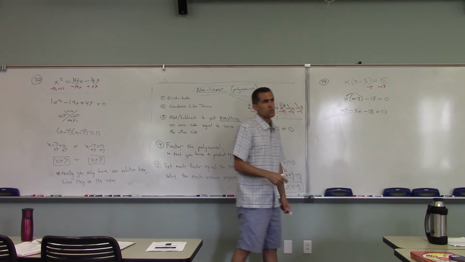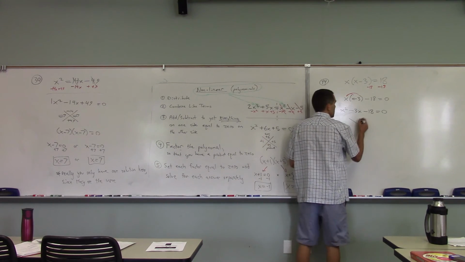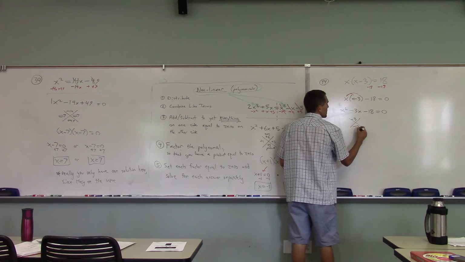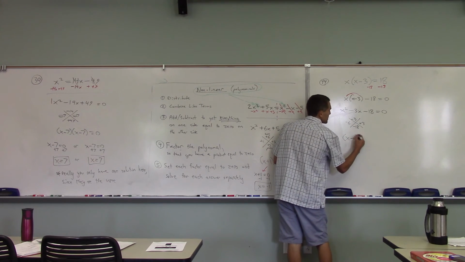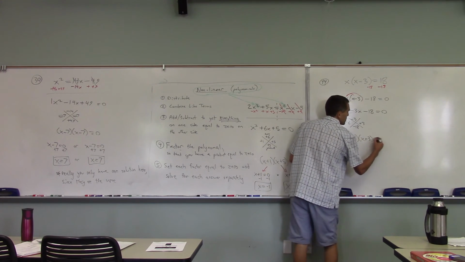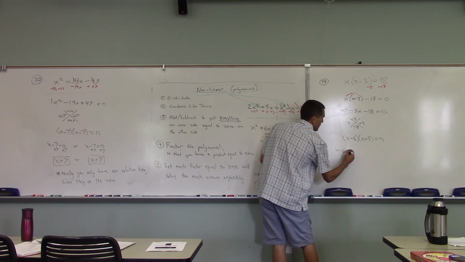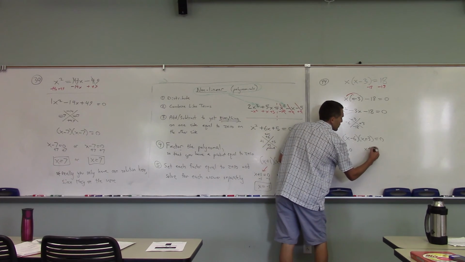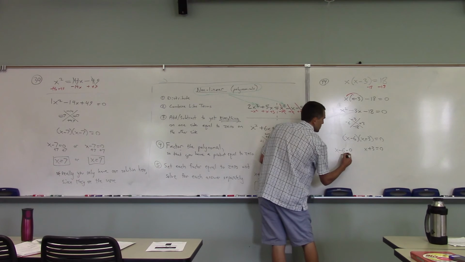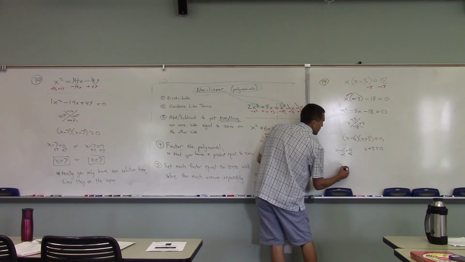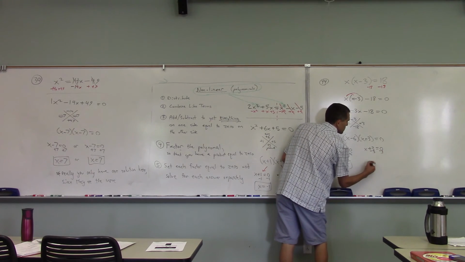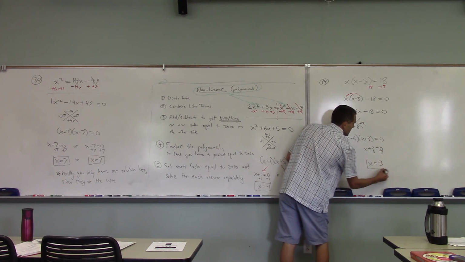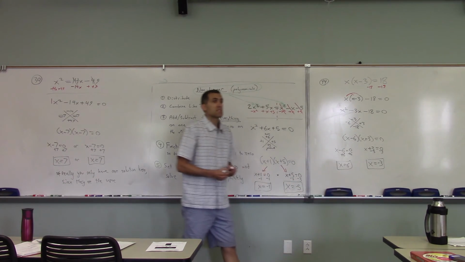And then everything's normal, so you go, okay, the sum's negative 3, the product's negative 18, that's negative 6 and positive 3. X minus 6 times x plus 3 equals 0. X minus 6 equals 0, or x plus 3 equals 0. So x equals 6, or x is negative 3. So it shouldn't be any different than all the others.